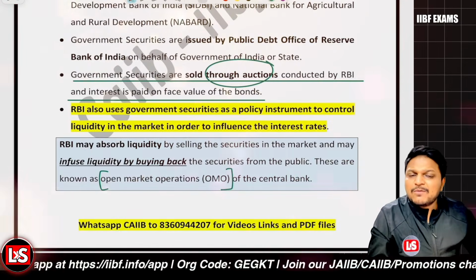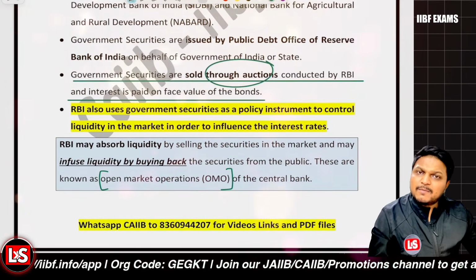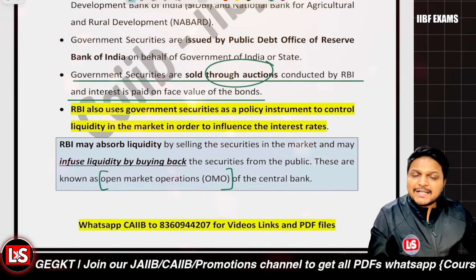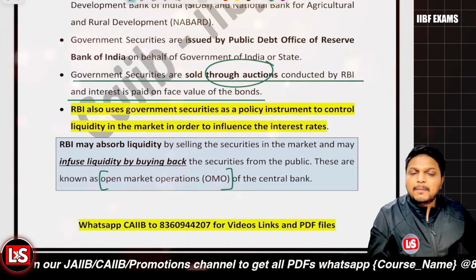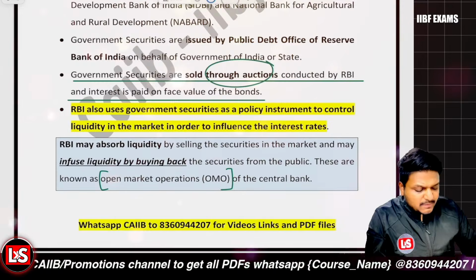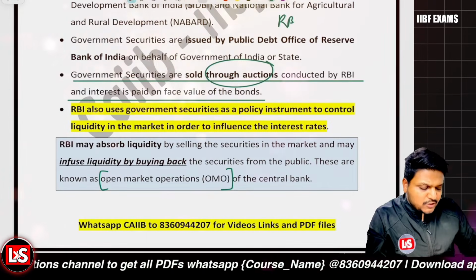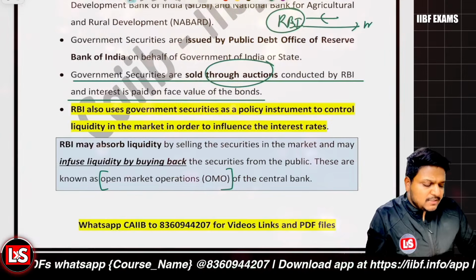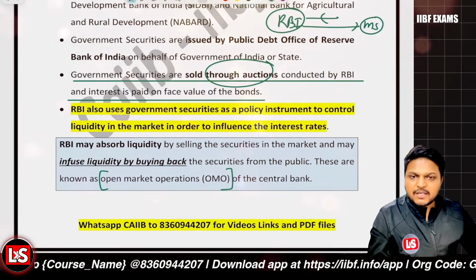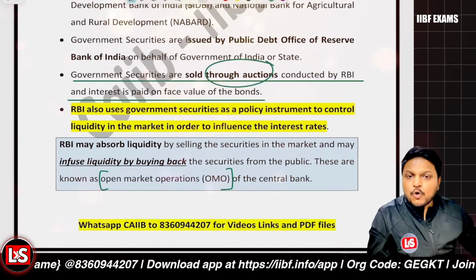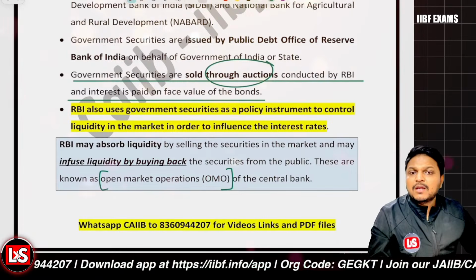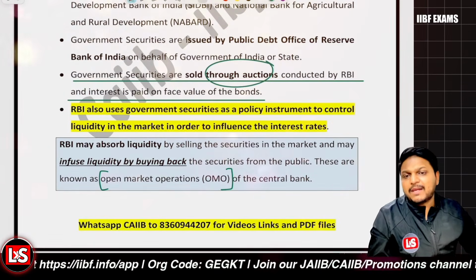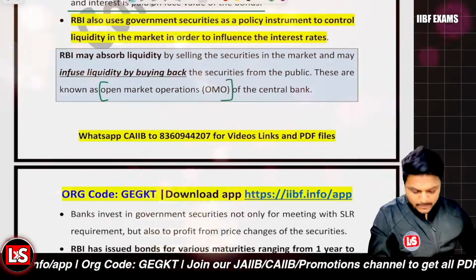So when the RBI wants to absorb the liquidity, the RBI will be selling the securities. And when the RBI wants to inject the liquidity, the RBI will be buying the securities. Now, when the RBI buys the security, let's say the securities were already issued and the RBI buys back the securities, now the new money supply will be there in the market. Clear with it? So that is said to be the open market operations, when the outright sale and purchase is being done openly in the market.